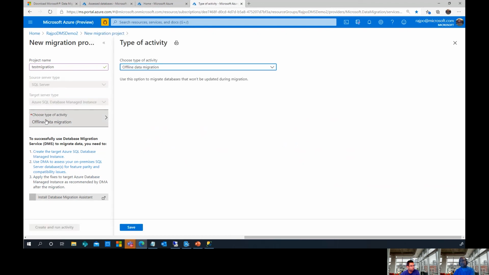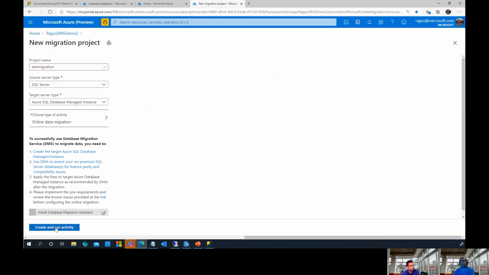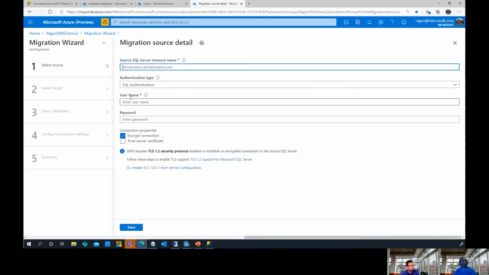You also choose, if you want to minimize your downtime, you would pick an online migration project here, and then you simply create a migration project here. That migration project has simple steps where you provide your source at first, you provide your target at that point of time, and then you also select the specific databases that you want to migrate, and then you provide a few migration settings here where you are going to be supplying us the backup files and everything, and then you establish a migration project.